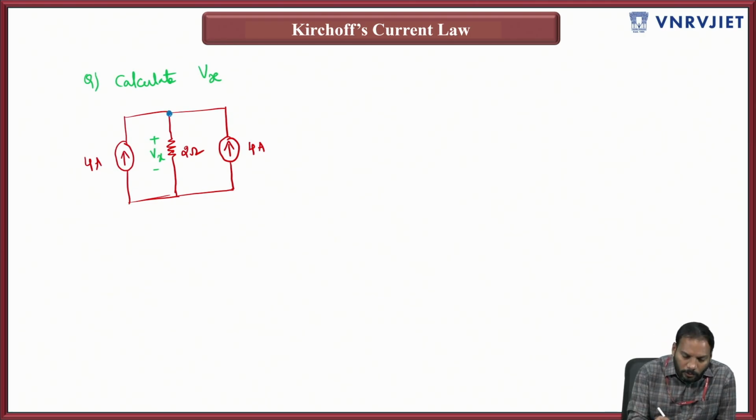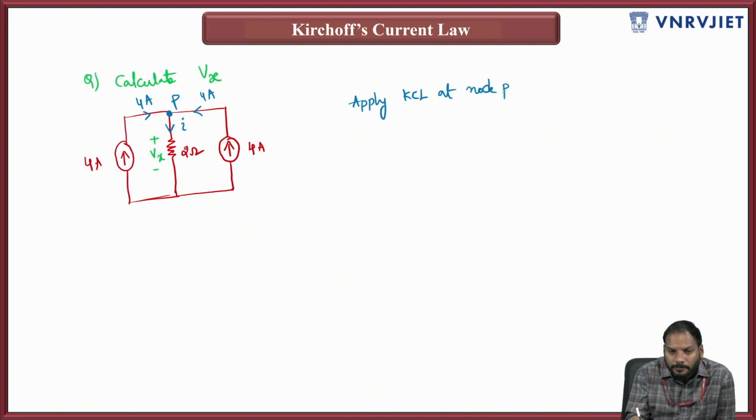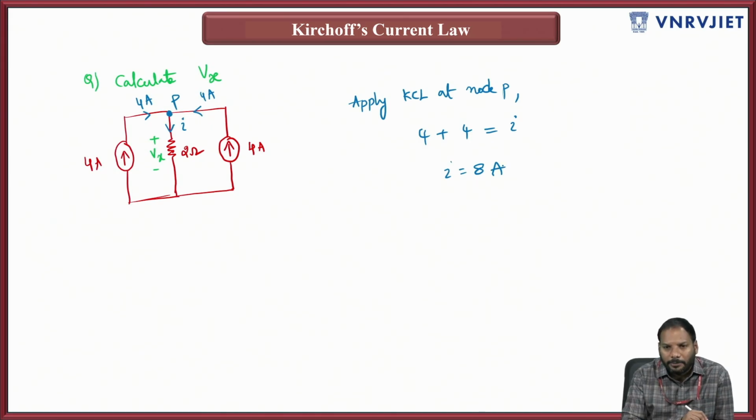Let us consider this is a node, P. Let us assume this current is I, and try to write down the currents around that node P. This current is 4 amperes, and this current is 4 amperes. Now apply KCL at node P. 4 plus 4 are entering, equal to the leaving current I. So I get I is equal to 8 amperes.